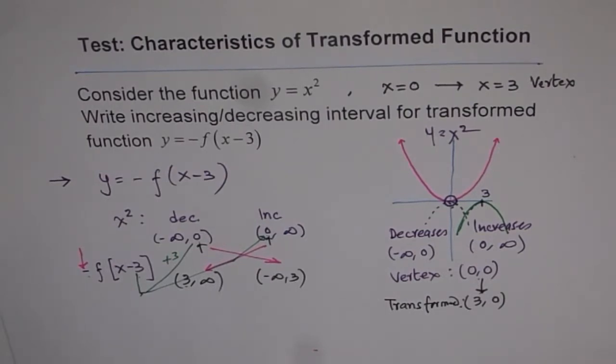I hope with the visual sketch here and the things which we have done on the left side, you get some idea of how the increasing and decreasing intervals will get transformed or changed in such kinds of functions. Right? Now, after doing all this, I want you to write down the characteristics of the transformed function, which includes domain, range, intercepts, x and y intercepts, and any other property you can add. Thank you.